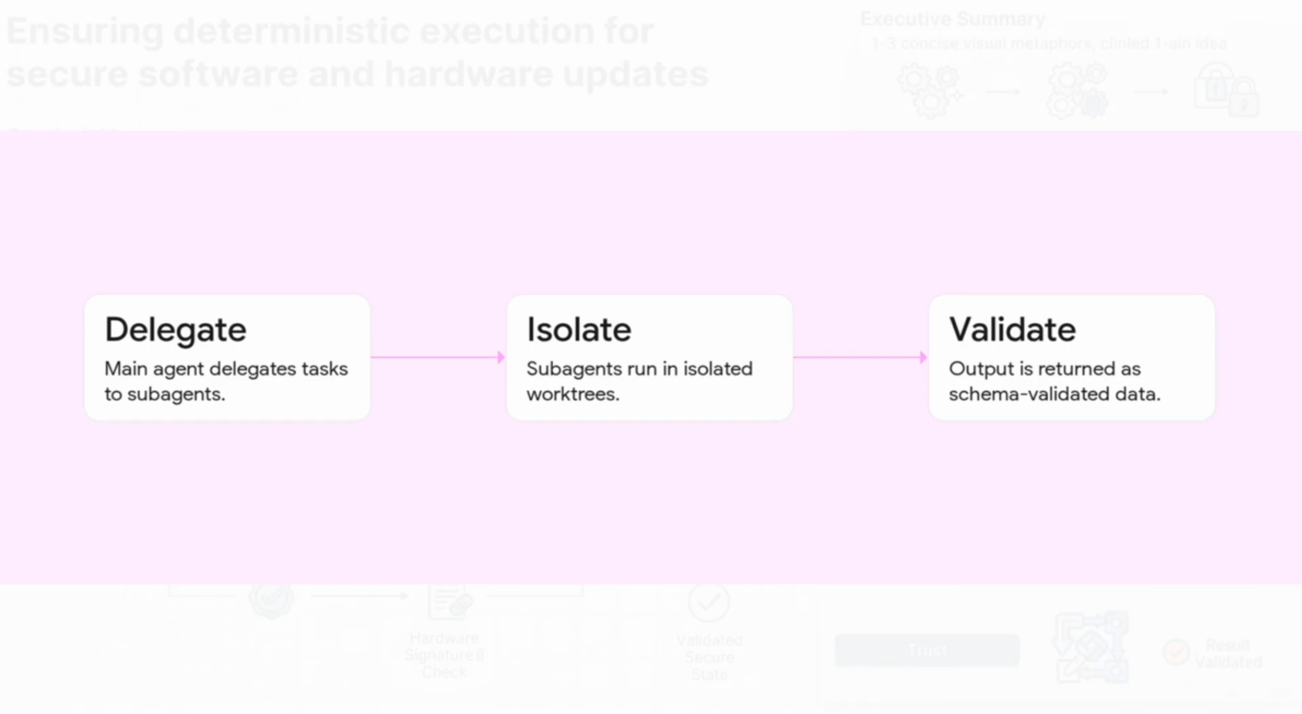OMP uses a first-class sub-agent architecture. Instead of one monolithic agent trying to do everything, a main agent delegates tasks out. Those sub-agents then run in parallel inside completely isolated work trees. They share zero memory, meaning they literally cannot accidentally conflict with one another. And when they finish, they don't return messy, unpredictable conversational text that you have to somehow parse. They return strict, schema-validated data. It's parallel execution combined with flawless state isolation.